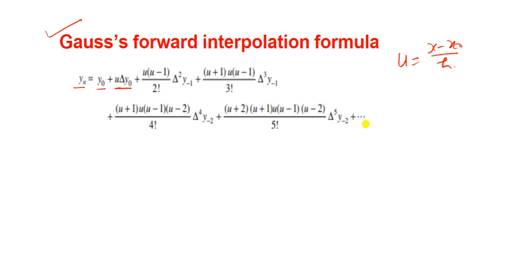So using this formula and taking the value of u and the table values, that is the difference table values y0, del y0, del 2 y minus 1, del cube y minus 1, del 4 y minus 2, del 5 y minus 2 and so on, simplify this with the help of the calculator, then we obtain the required value of the function f of x or function y at the given value of x within the table.